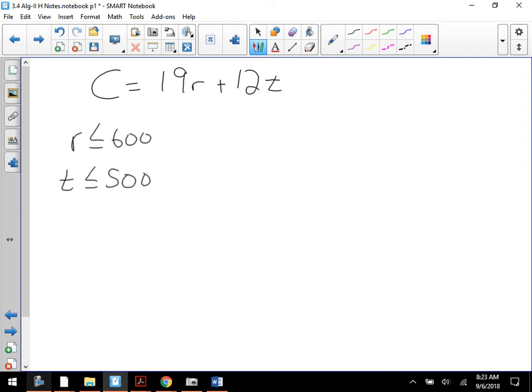It costs them $10 per radio plus $12 per tape player. And then lastly, this has to be first quadrant. You probably figured that out by now. Everybody okay with that? Yeah.